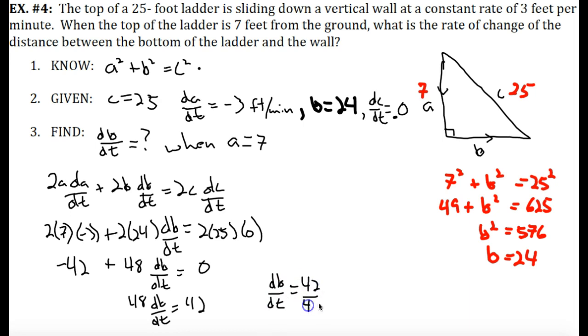Then divide both sides by 48, and we end up with dB dt is equal to 42 over 48. And remember, if this is a free response, we don't have to reduce, but I'm going to go ahead and reduce anyway. Both of these are divisible by, 8?